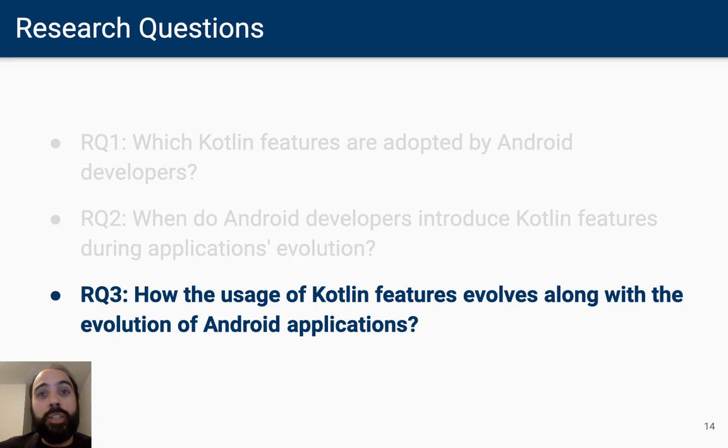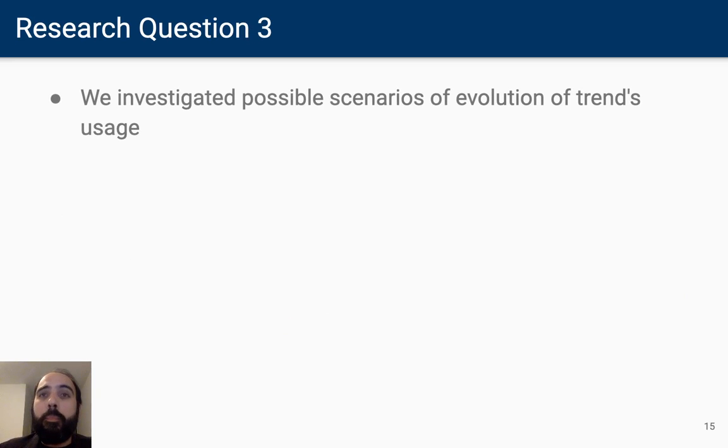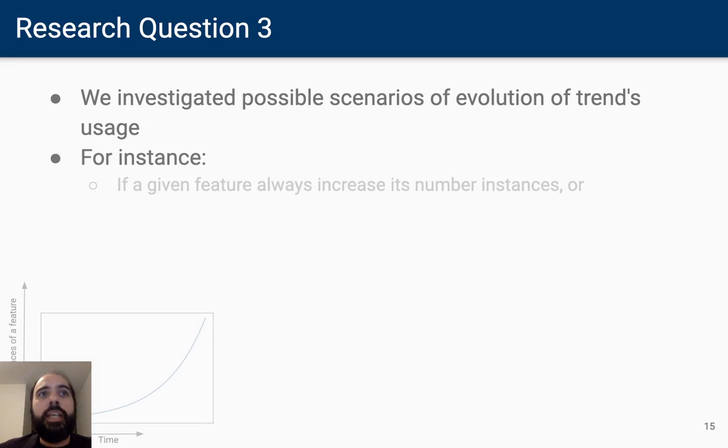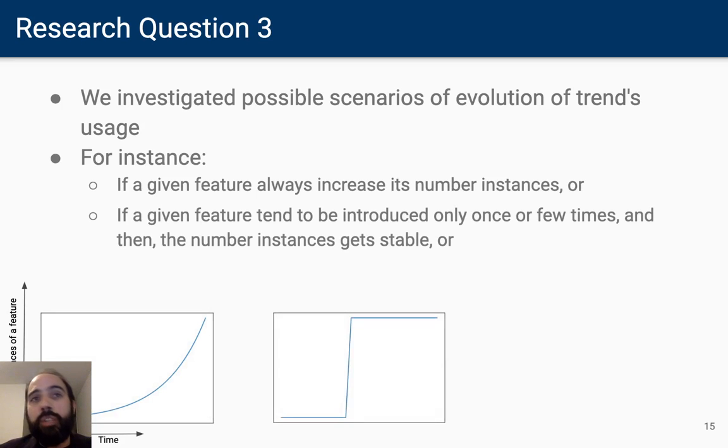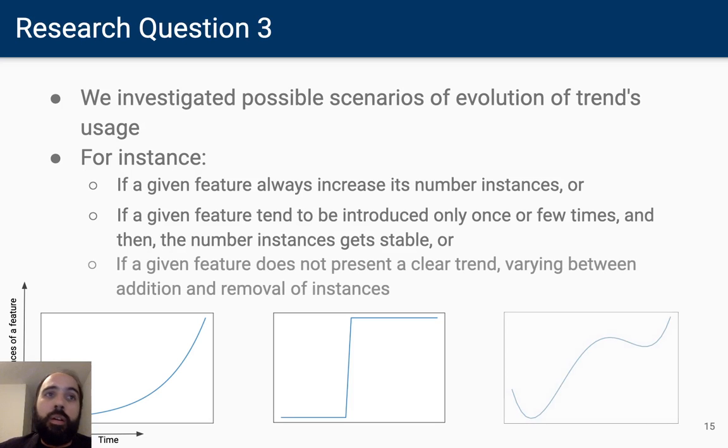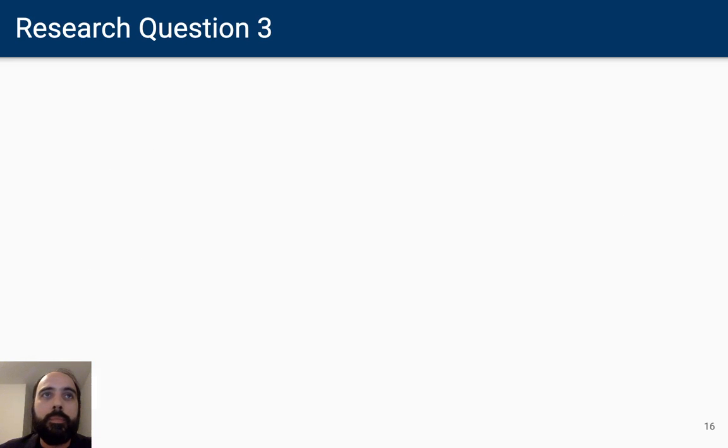In research question 3, we investigate possible scenarios of evolution trends of usage. For instance, if a given feature always increases its number of instances along the evolution of the application, if a given feature tends to be introduced only once or a few times and then the number of instances gets stable, or another example, if a given feature does not present a clear trend, varying between addition and removal of instances.